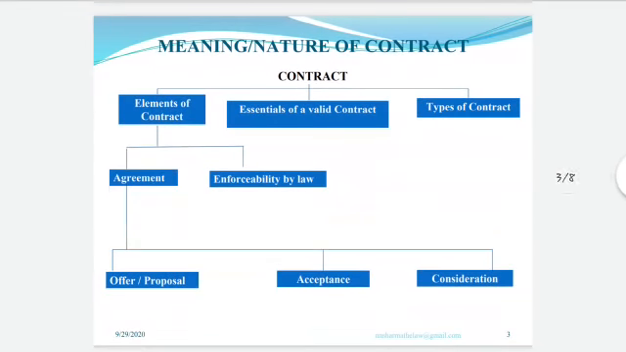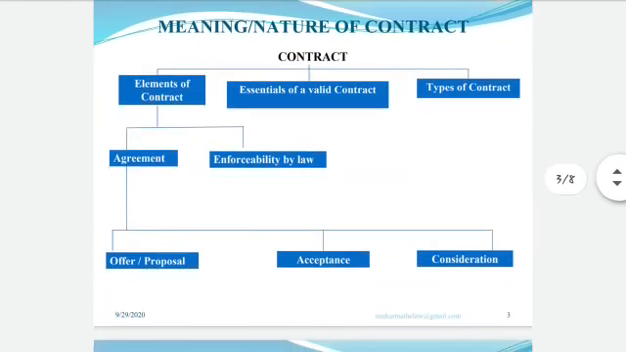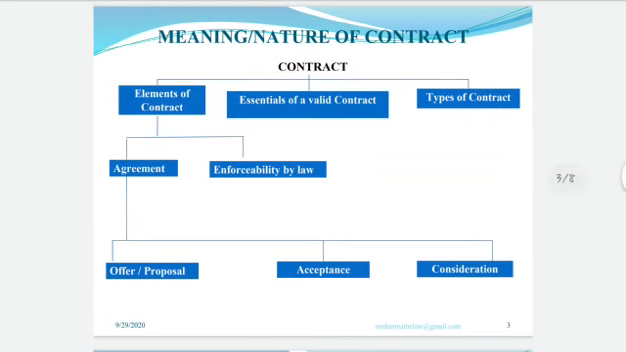Now, there is the meaning and nature of contract. It consists of the elements of contract. Elements consist of two things: an agreement which is enforceable by law, and second, the essentials of a valid contract. The third one is the types of contract. Now, agreement consists of an offer, which is also addressed as proposal. The second one is acceptance, and the third one is consideration.